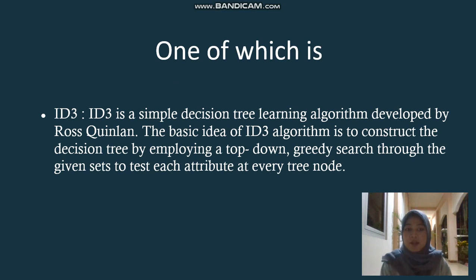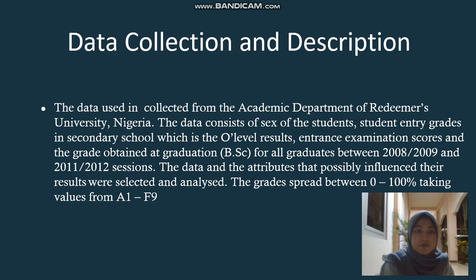ID3 is a simple decision tree learning algorithm developed by Ross Quinlan. The basic idea of the ID3 algorithm is to construct the decision tree by employing a top-down, greedy search through the given sets to test each attribute at every tree node.